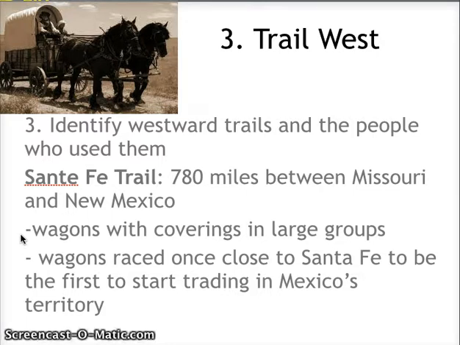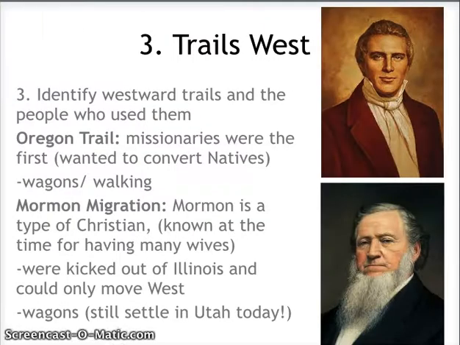But once they reached Santa Fe, which was still in Spain's territory, all these wagons would start racing to Santa Fe to be the first to start trading in Mexican territory. So as we know, Santa Fe is actually not a part of America yet. It is a part of Mexico and the Spanish territory. Once they got goods to trade, they would head back to where they came from.